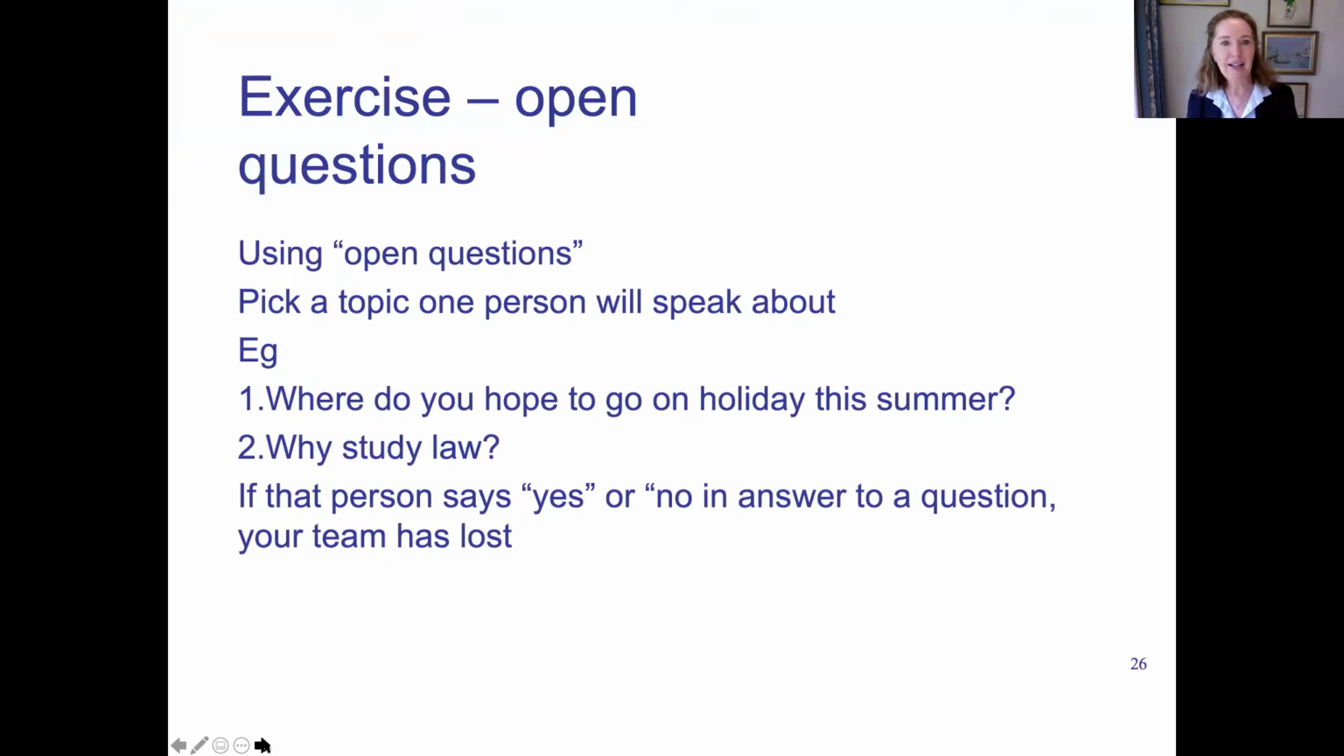So a little exercise there would be to try and talk to somebody and only ask them open questions and just see how you find that experience and how they find it. It may not seem too natural to start with, but it's a useful technique to have a go at.